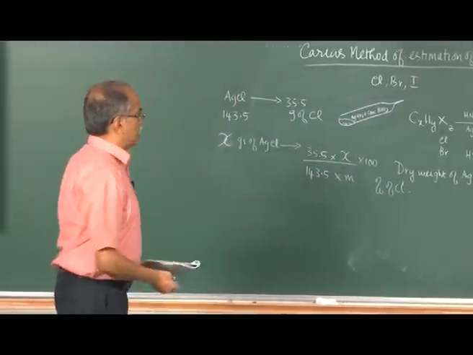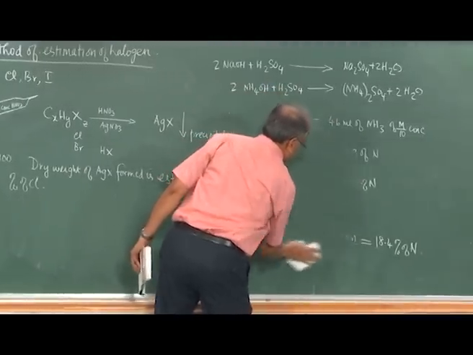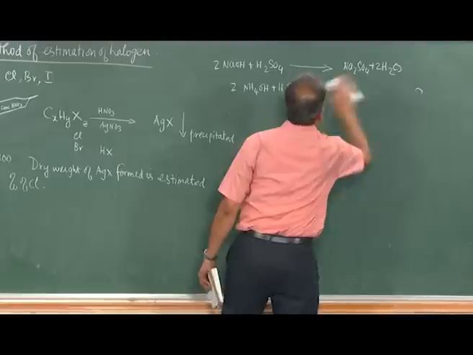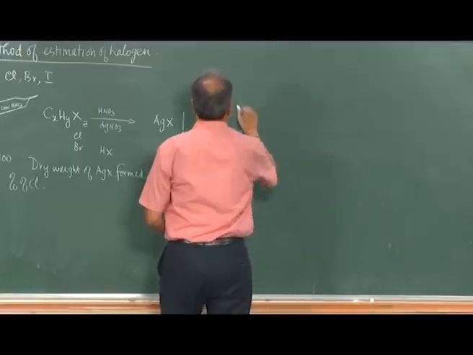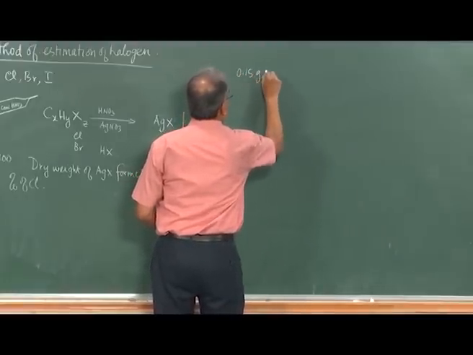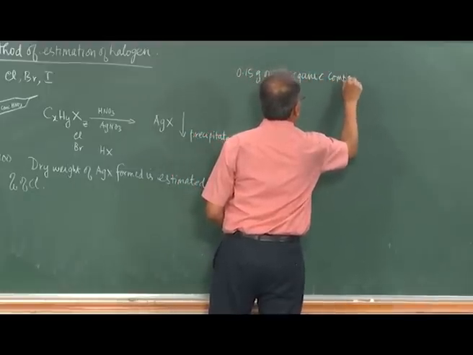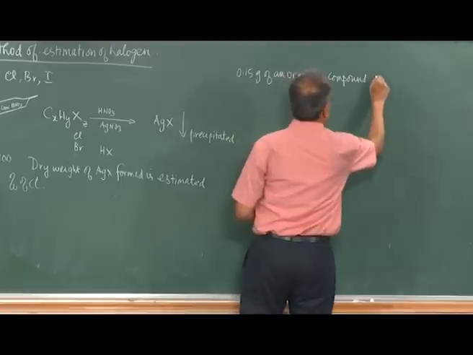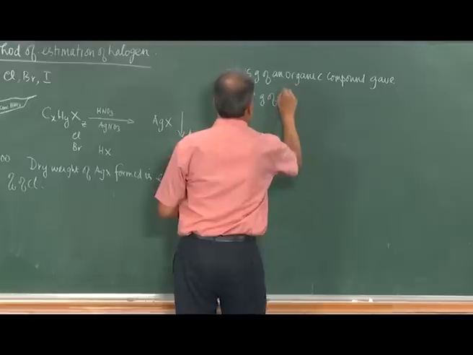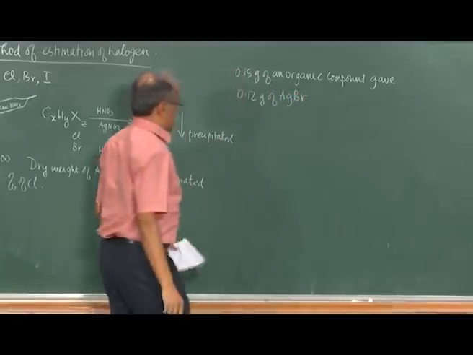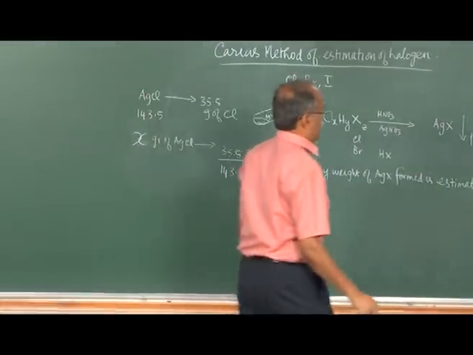We will illustrate this with a simple arithmetical problem. Let us say, for example, 0.15 gram of an organic substance gave 0.12 grams of silver bromide when it is treated with nitric acid and silver nitrate using the Carius method.